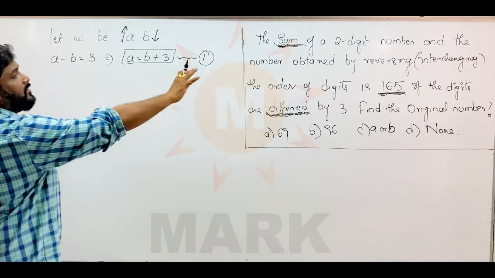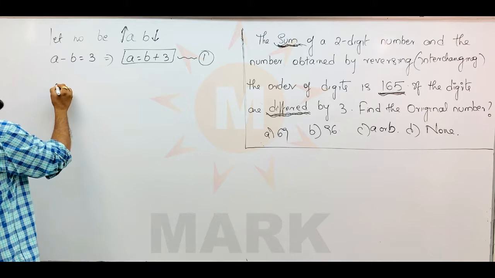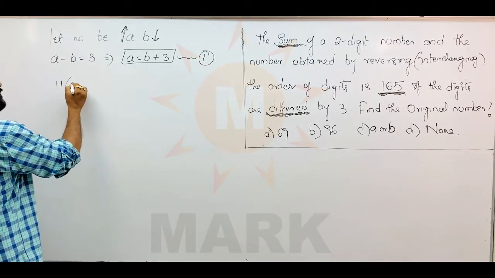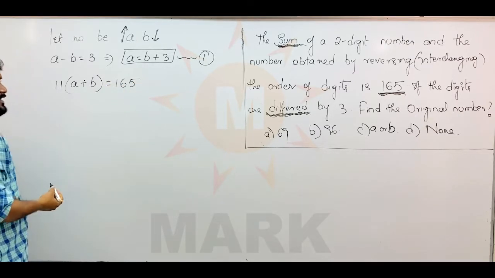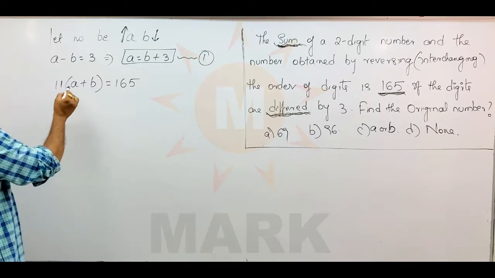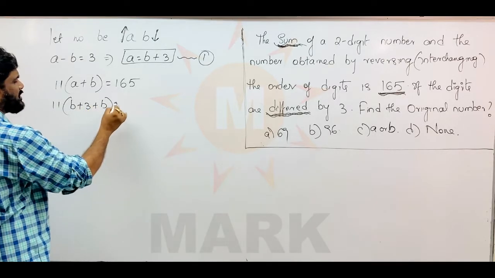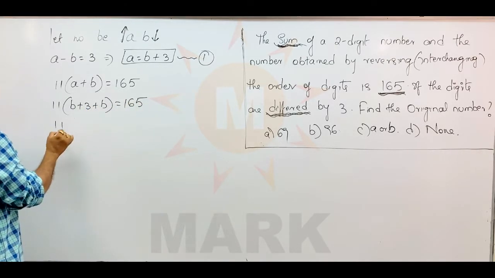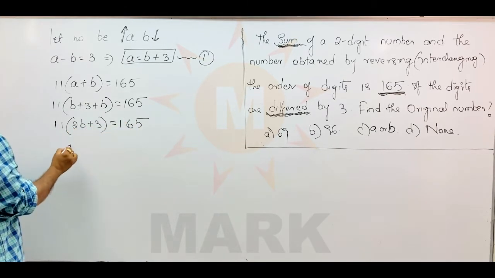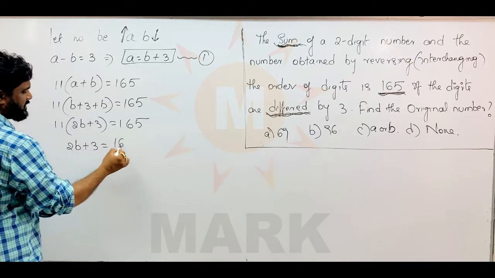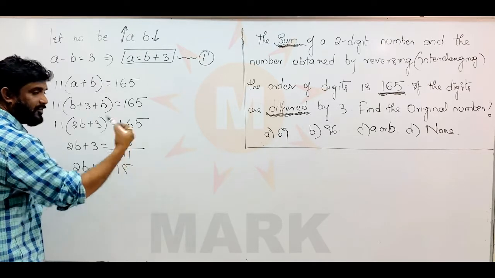Now let us go. We know the sum concept, and we know how to write the expression. My dear friends, I am writing the expression here: 11 into (A plus B) is equal to 165. We learned in the previous sessions how to write this expression. Since A is equal to B plus 3, I am substituting here: 11 into (B plus 3 plus B) is equal to 165. So 11 into (2B plus 3) is equal to 165, and 2B plus 3 is equal to 165 divided by 11, which is 15, because 11 fifteens are 165.